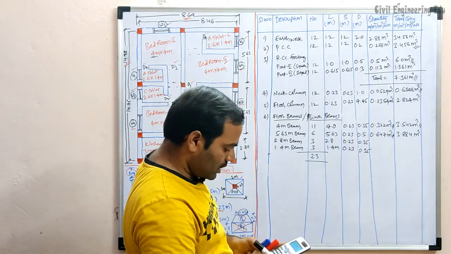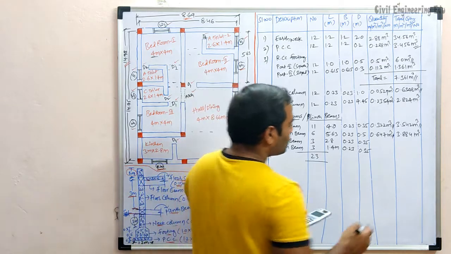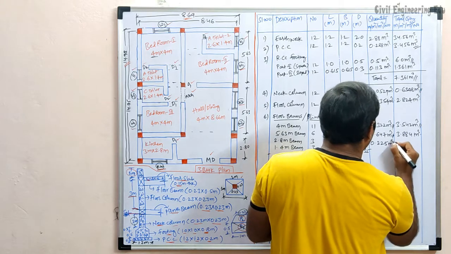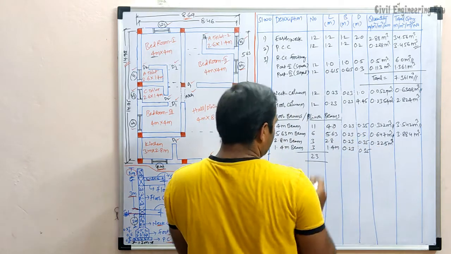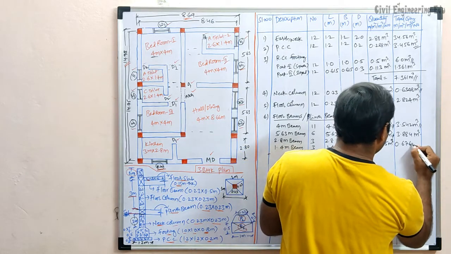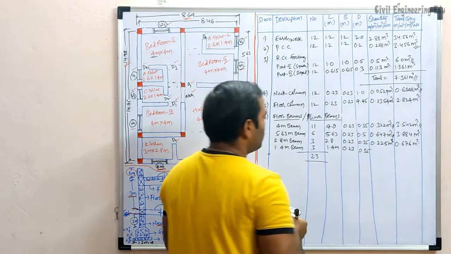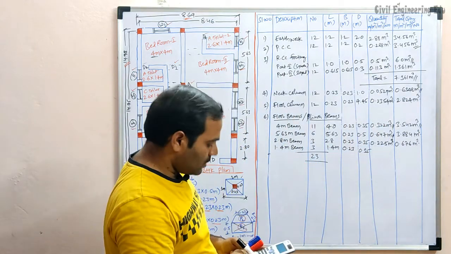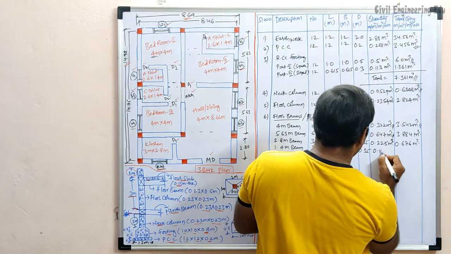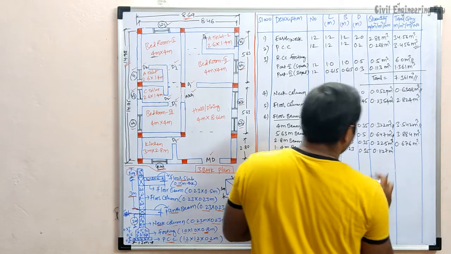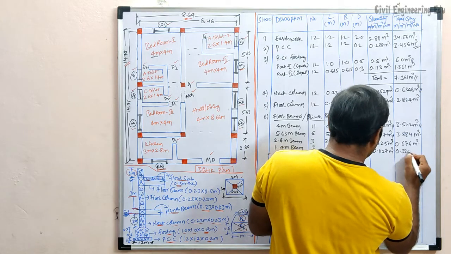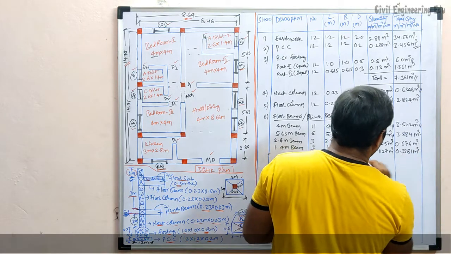Now coming to the 2.8 meter beam: 2.8 into 0.23 into 0.35 gives 0.225 meter cube, multiplied by 3 numbers, so 0.676 meter cube. Now coming to 1.4: 1.4 into 0.23 into 0.35 gives 0.1127 meter cube, multiplied by 3, which is 0.3381 meter cube.